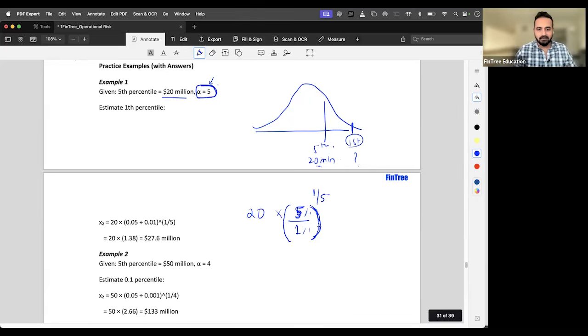And when I do this math, let's see how much that is. So this will be 5 raised to 1 by 5, bracket close, multiplied with 20 gives me 27.59 million.